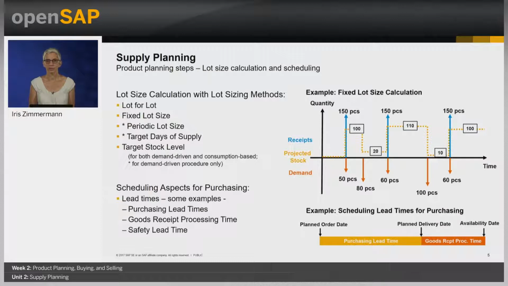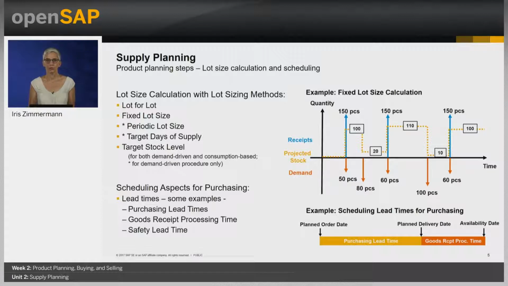Let me give you an example. The first demand of 50 would result in a receipt of 100. It would be enough to cover also the second demand of 80. It is not enough to cover the third demand of 60. That's why the next receipt of 150 is scheduled exactly at this point in time. There are further lot sizing methods like periodic lot size, but I won't explain them here.